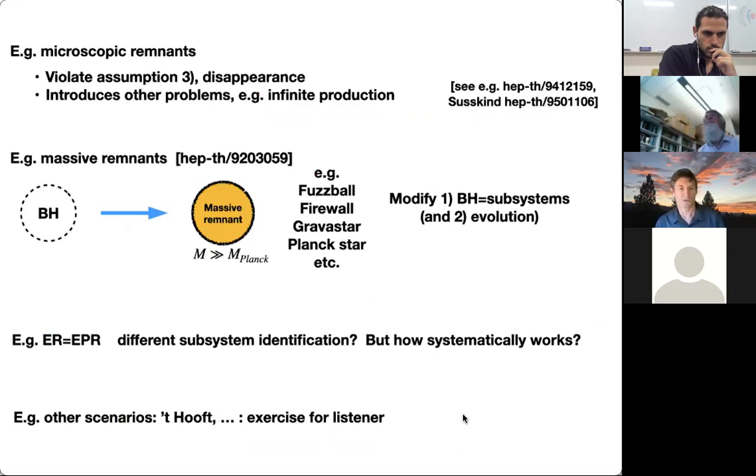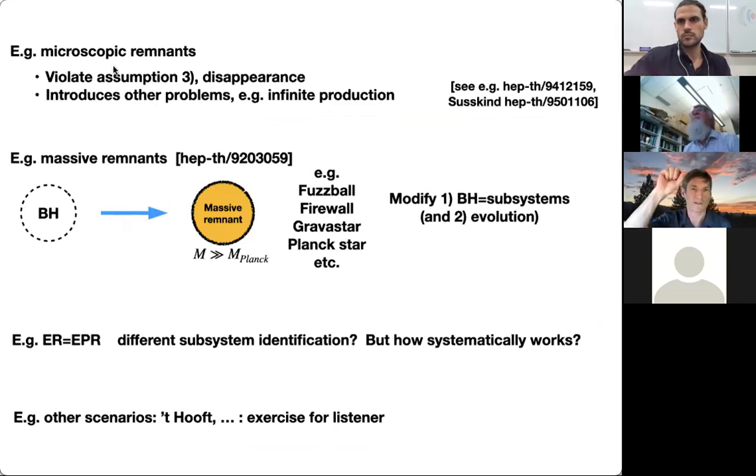So let me just go through some scenarios that have been considered over time. One is microscopic remnants. If you have a microscopic remnant left at the end, that violates assumption 3, disappearance. But of course, it introduces other problems, for example, infinite production of those remnants. And there's some discussion of that, for example, in these references.